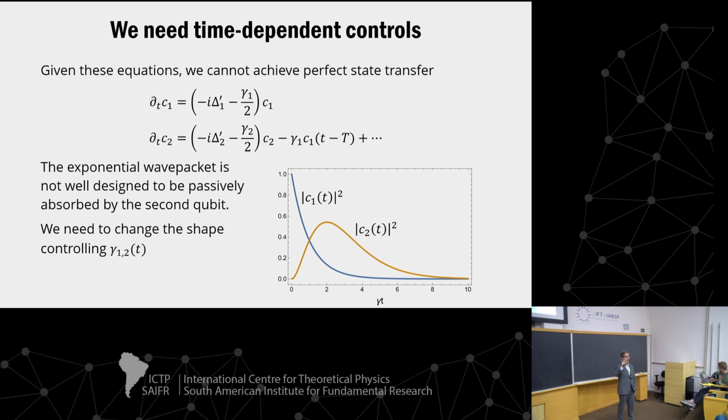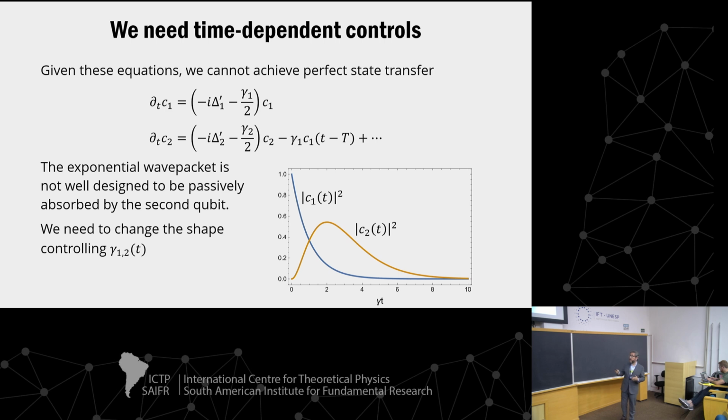If you could flip back the wave packet, turn the shape, turn the tail the other way, then this gentle behavior might excite the qubit perfectly. But that means you have to invert time. You have to make the complex conjugation in time of this wave packet, and that's not really feasible. So we need to change this wave packet shape.